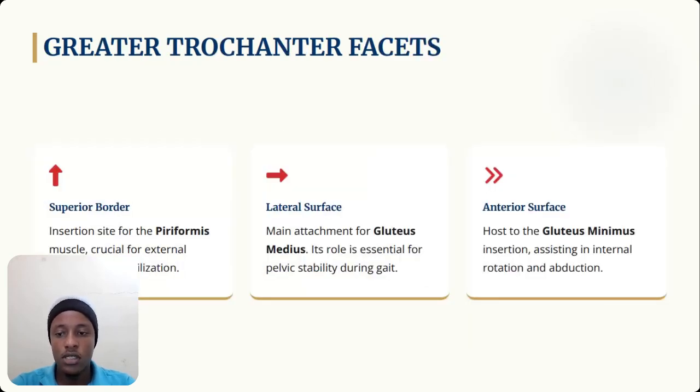Greater trochanter facets. Superior border: the insertion site for the piriformis muscle, crucial for external rotation and stabilization. On the lateral surface, away from the body, the main attachment is for gluteus medius. It is essential for pelvic stability during gait, while the anterior surface holds the insertion for gluteus minimus, assisting in internal rotation and abduction.